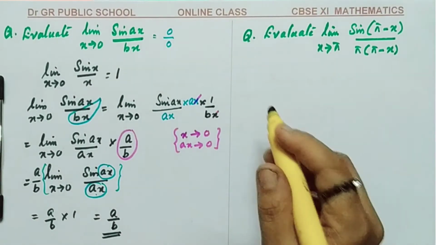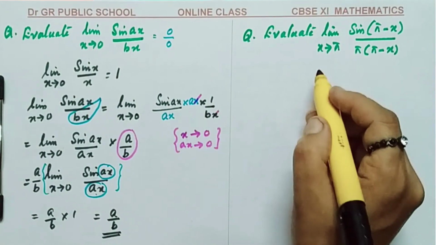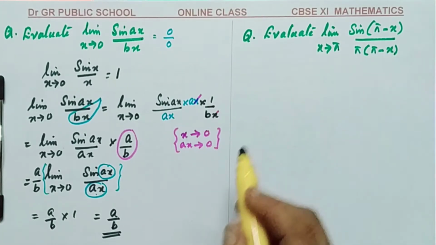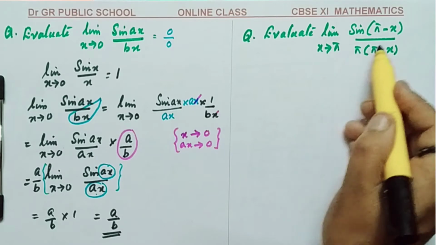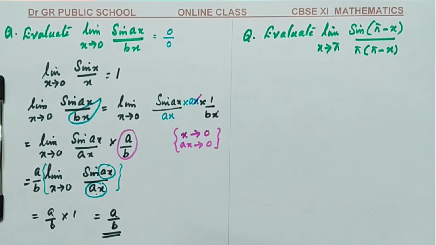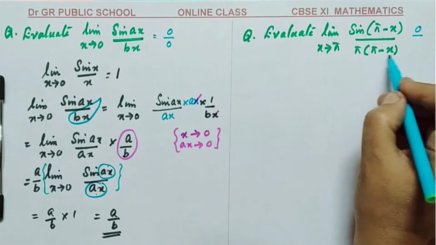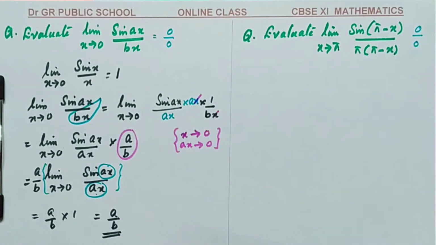Another question. Evaluate limit x tends to pi, sin(pi minus x) divided by pi into (pi minus x). When applying the value for pi, it becomes an indeterminate form 0 by 0, because pi minus pi becomes equal to 0 divided by, here also pi minus pi becomes equal to 0, which is an indeterminate form. So, we are going to discuss with phase 2.